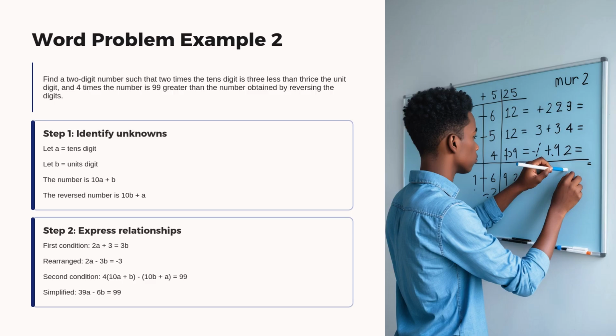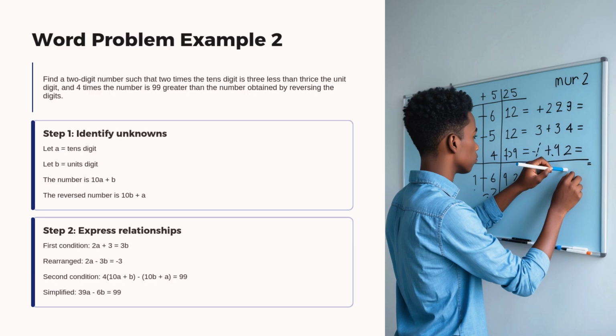Step 1. Identify the unknowns. Let a denote the tens digit. This assigns a symbol to the tens place, so we can work algebraically. Let b denote the units digit. This is obtained by assigning a symbol to the units place for the same reason.